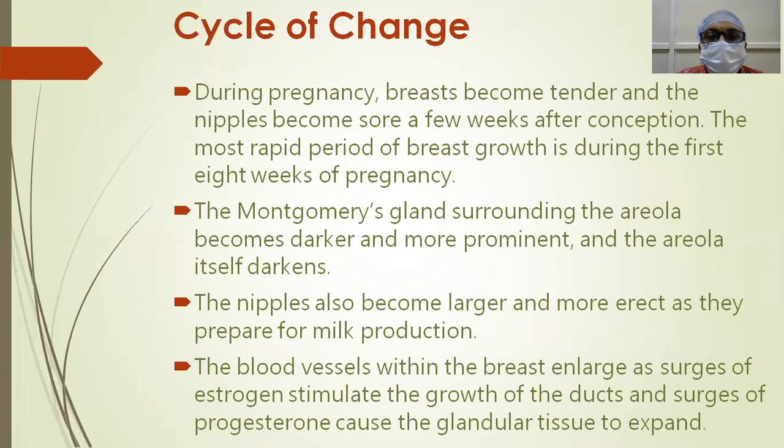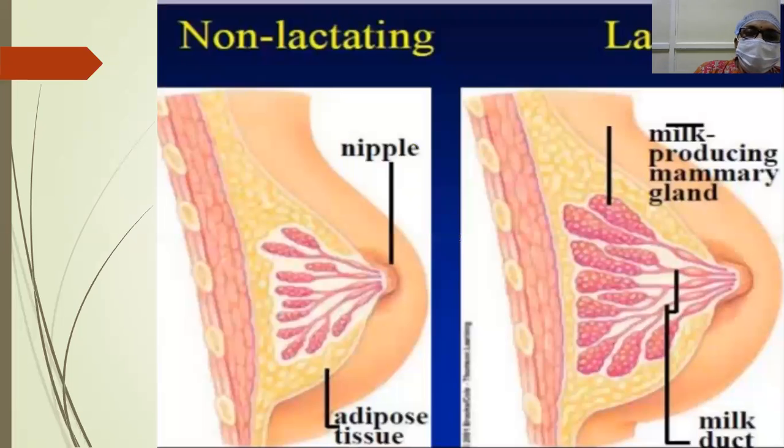I showed you the Montgomery's glands or tubercles surrounding the areola. They become darker and more prominent, and the areola itself becomes darker. The nipples also become larger and more erect as they prepare for milk production. The blood vessels within the breast enlarge as surges of estrogen stimulate the growth of the ducts and the surges of progesterone cause glandular tissue to expand.